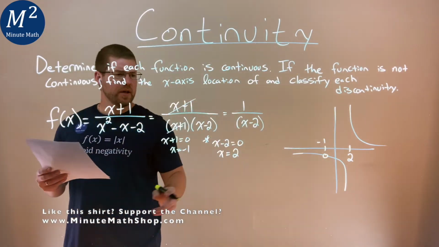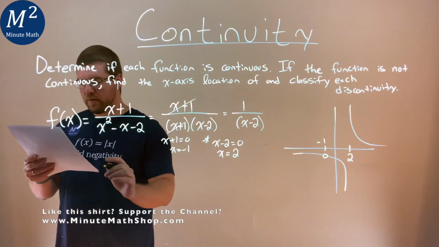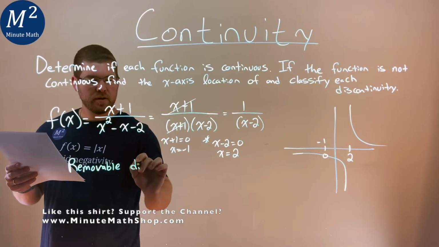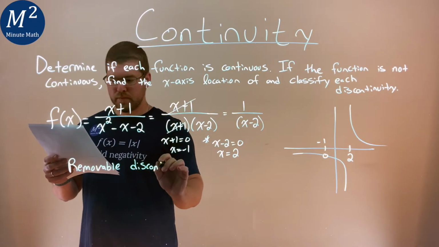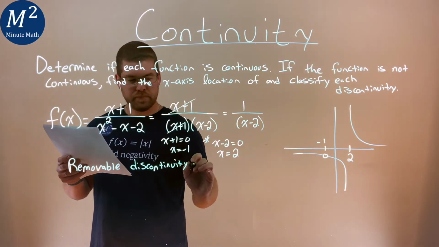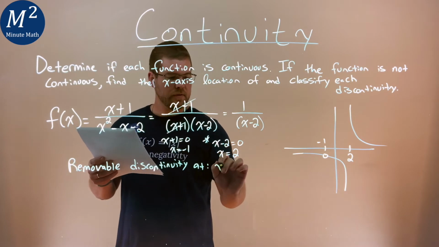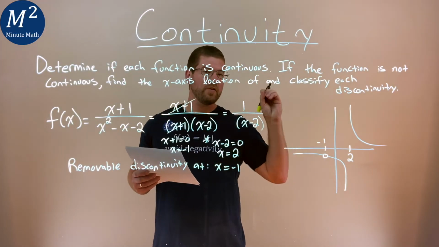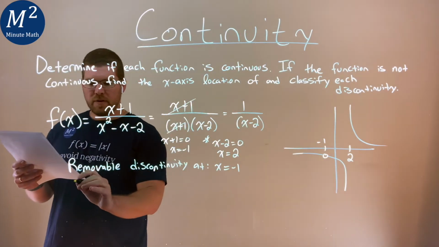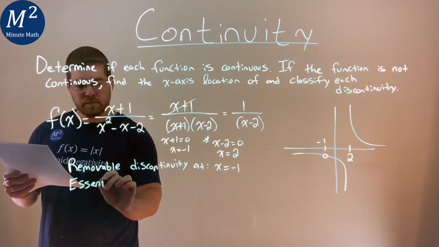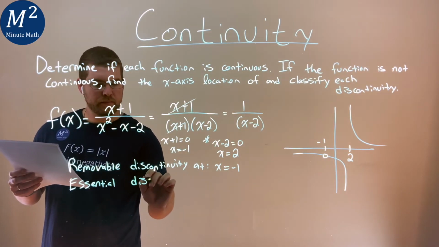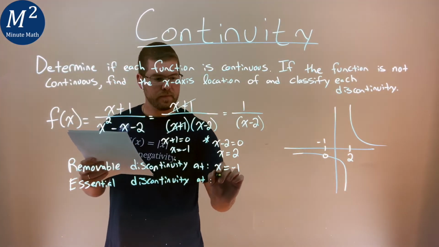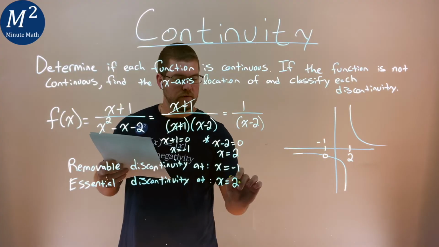Okay? So at negative 1, let's go with that one first, we have a removable discontinuity at x equals negative 1. So the removable discontinuity is where we're removing just that little point right there. We would say that we have an essential discontinuity at the other value, x equals positive 2.